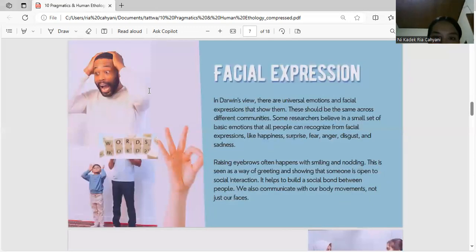So the next is facial expression. In the Darwinian view, there are universal emotions and facial expressions that should be the same across different communities. Some scholars believe in a small set of basic emotions that all people recognize from facial expressions, like happiness, surprise, anger, disgust, and sadness. Raising eyebrows often happens with smiling and nodding. This is seen as a way of greeting, showing that someone is open to social interaction. It helps the social bond between people. We also communicate with our body movements, not just our faces.